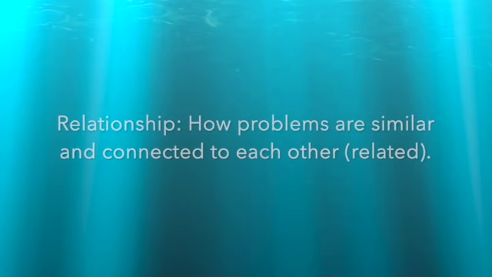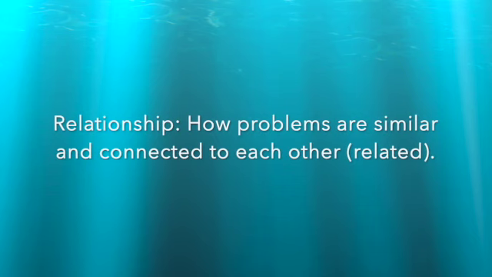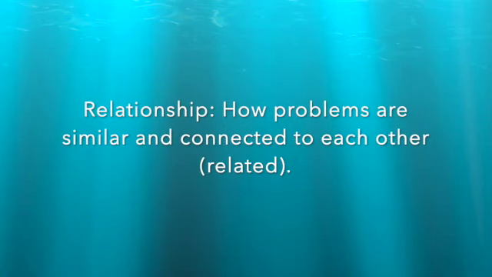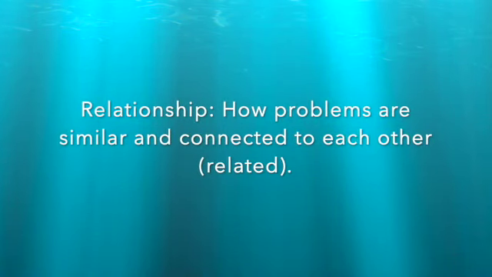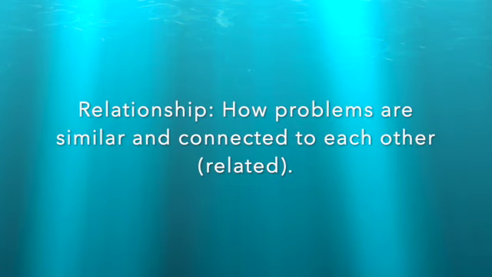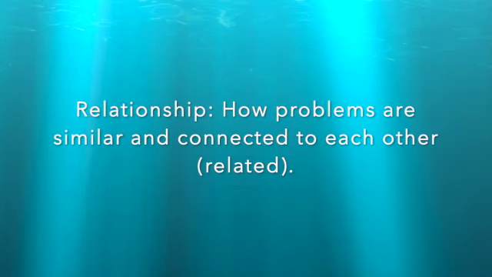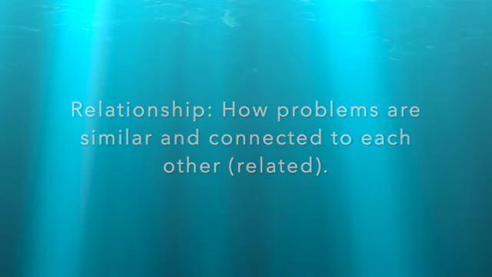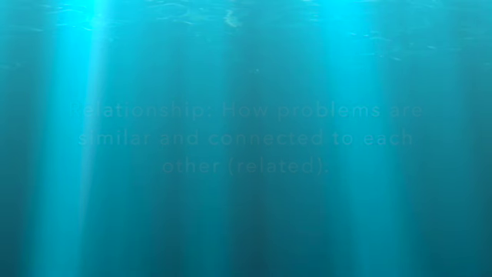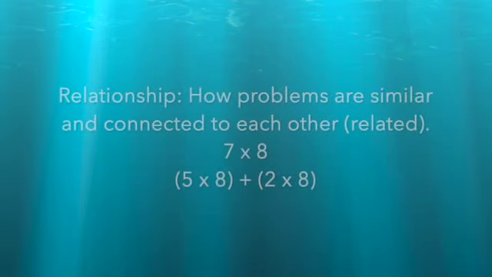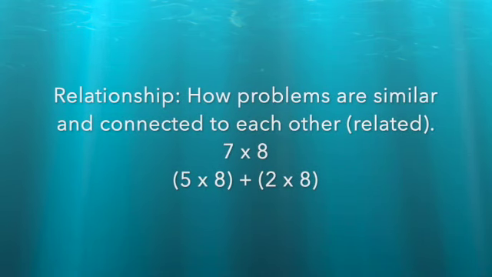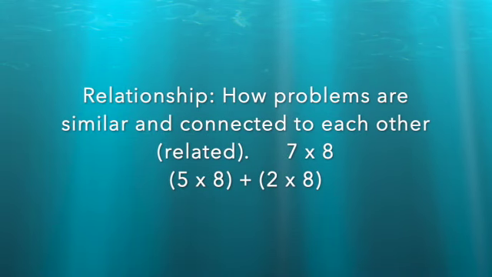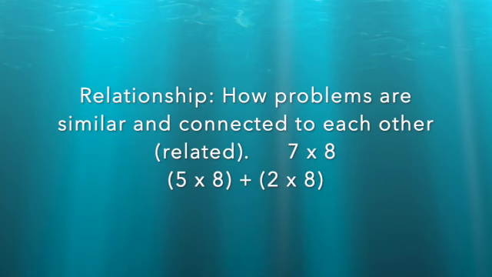So you know kind of what that means, like when we talk about relationships and other things. But a relationship today that we're talking about is how problems are similar and connected to each other, or how problems are related. So you know that when we use the distributive property and I decompose problems, just like when we do an array too, I have the problem 7 times 8. And I know that some related problems to that, problems that are in a relationship with 7 times 8, would be 5 times 8 and 2 times 8. Because all of their factors are 8.